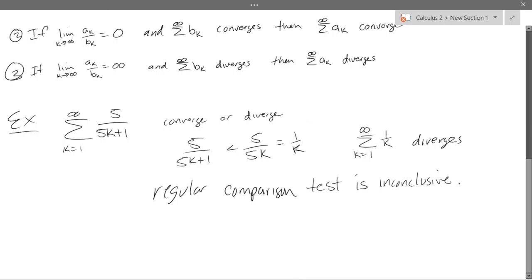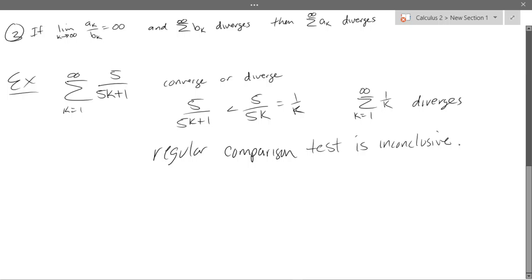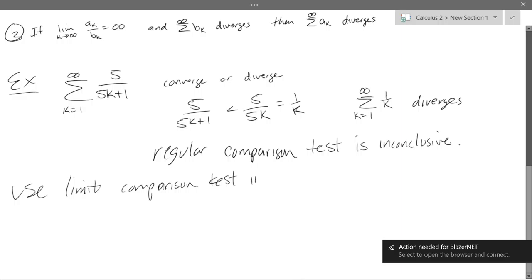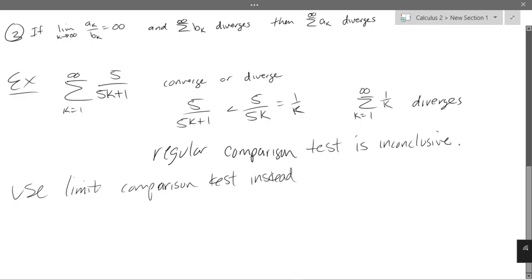So what we're going to do instead is use the limit comparison test. All right, let's use the limit comparison test instead. We're going to choose a b_k. The b_k I'm going to choose is the exact one that I chose up here, 5 over 5k, because I know the plus 1 is not going to have a big effect. Here's our original, 5/(5k+1). I think that plus one won't make a big difference. So I'm going to choose just 5/5k.